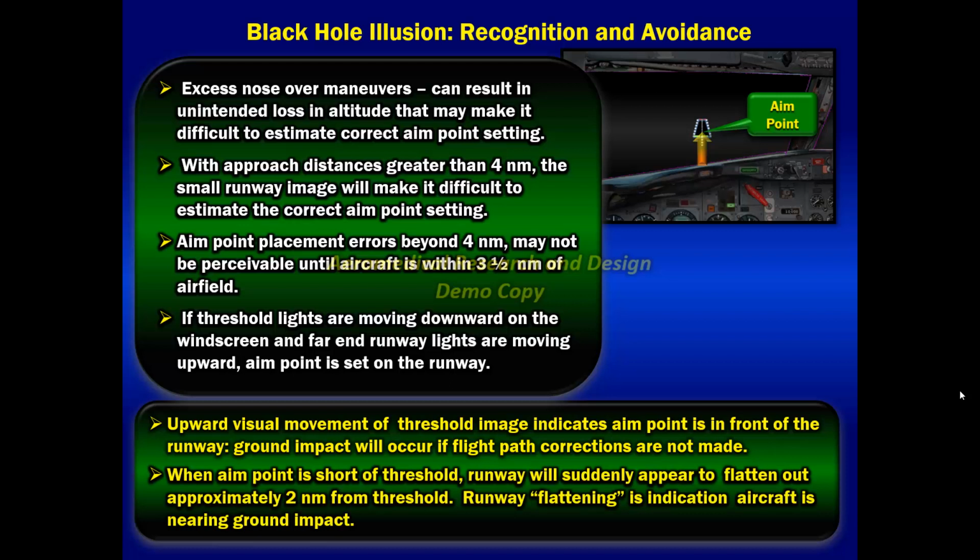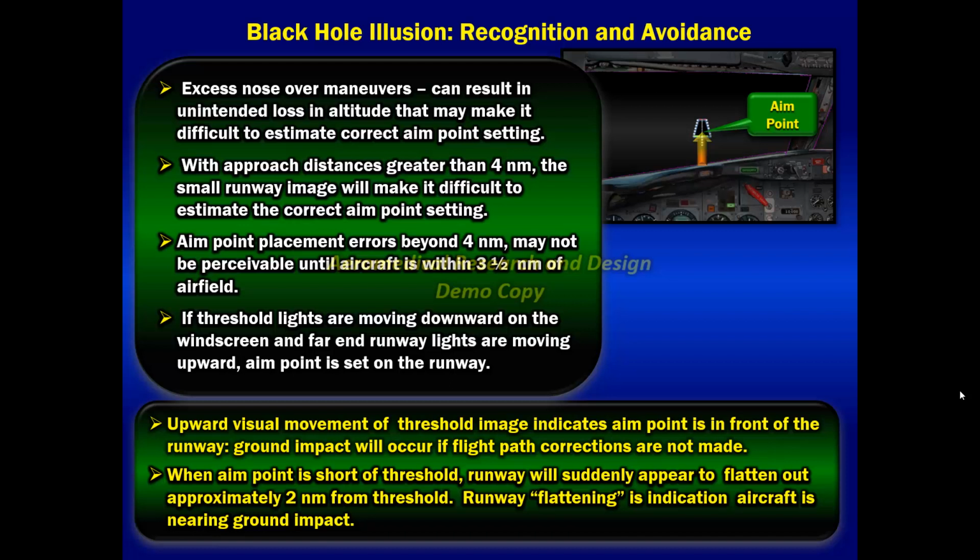Also, when the aim point is short of the threshold, the runway will often appear to suddenly flatten out approximately 2 nautical miles from the threshold. Any appearance of runway flattening is a clear indication the aircraft is well below glide slope and nearing ground impact.